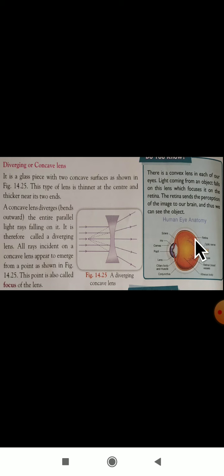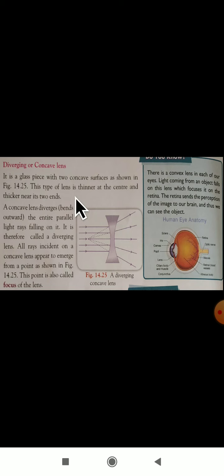This retina will capture the image here. That captured image it will send to the brain, and thus we are able to see those objects. In this way our convex lens, which is present in our eye, will work here. Next we will see about the diverging or concave lens.